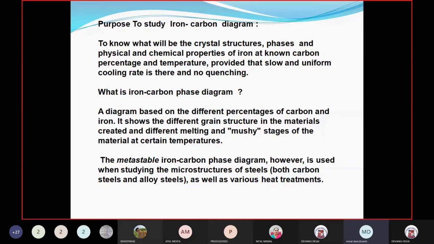This diagram is drawn between temperature versus weight percentage of carbon, but that weight percentage of carbon is in the form of carbide, Fe3C, that compound form. This is the base for the manufacturing of different types of steel. As you know, steels may be classified into two categories: one is plain carbon steel and the other is alloy steel.